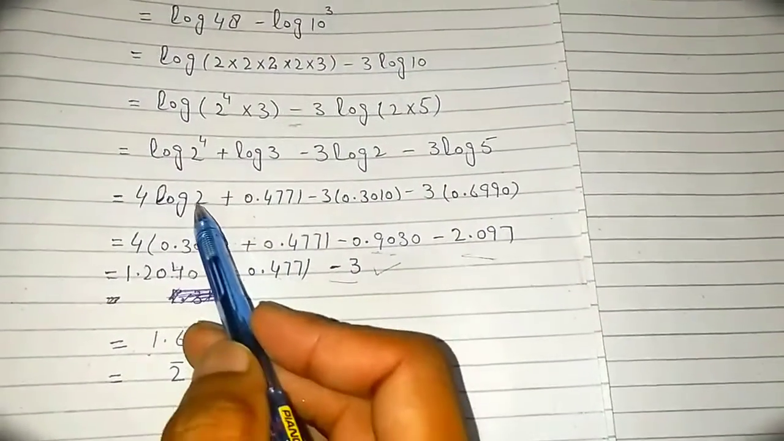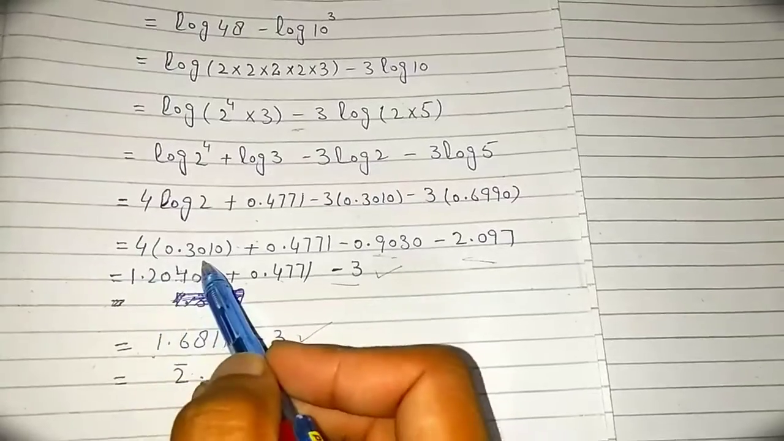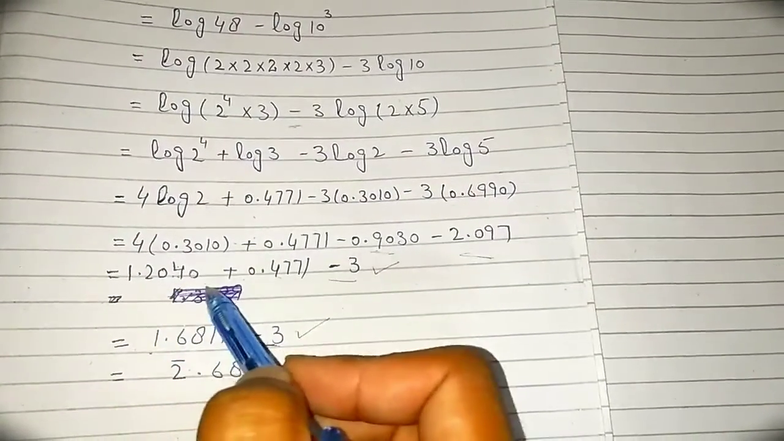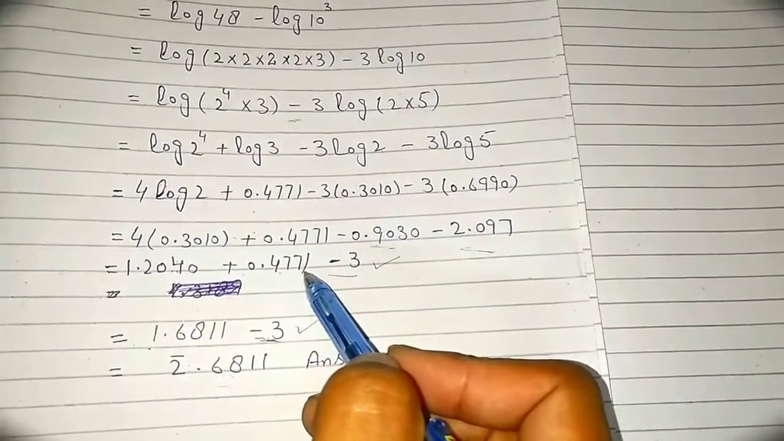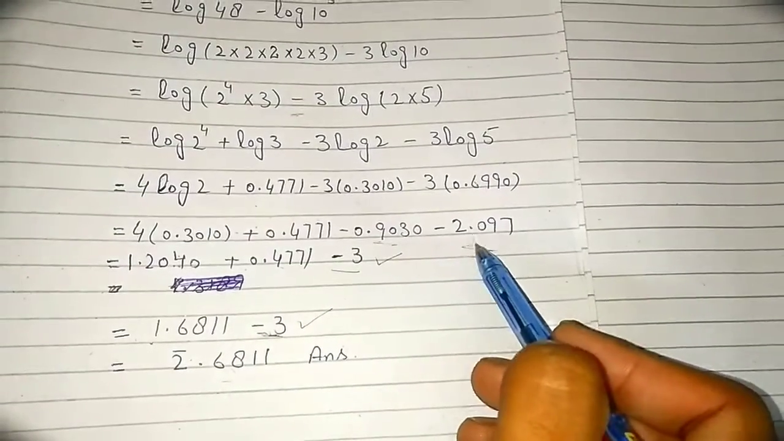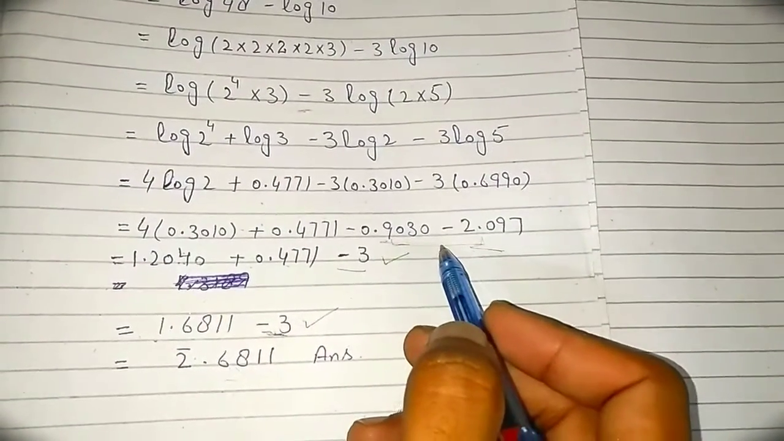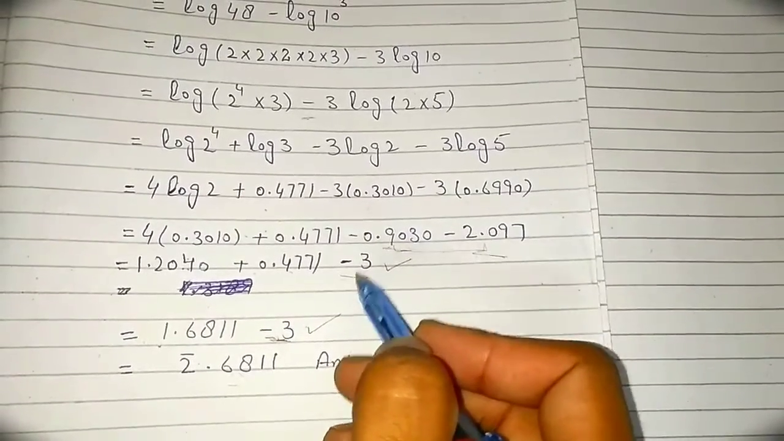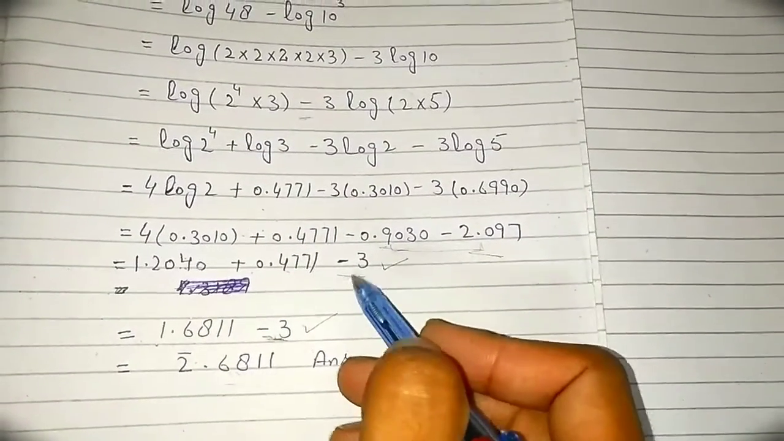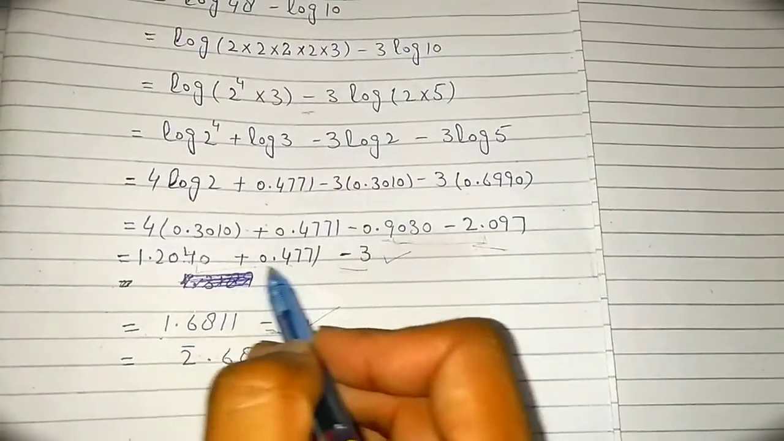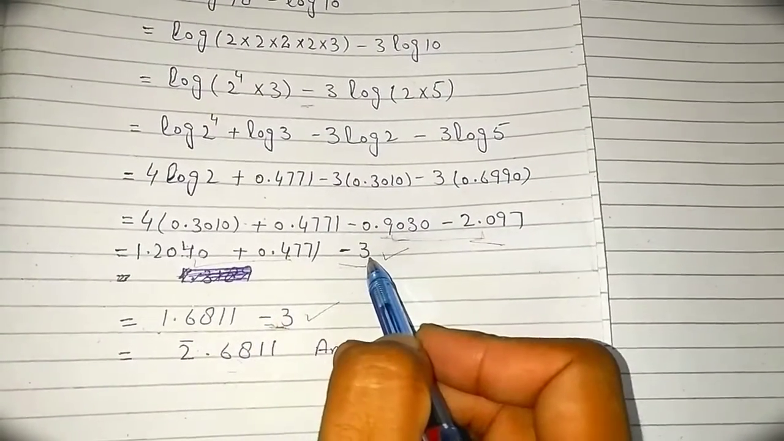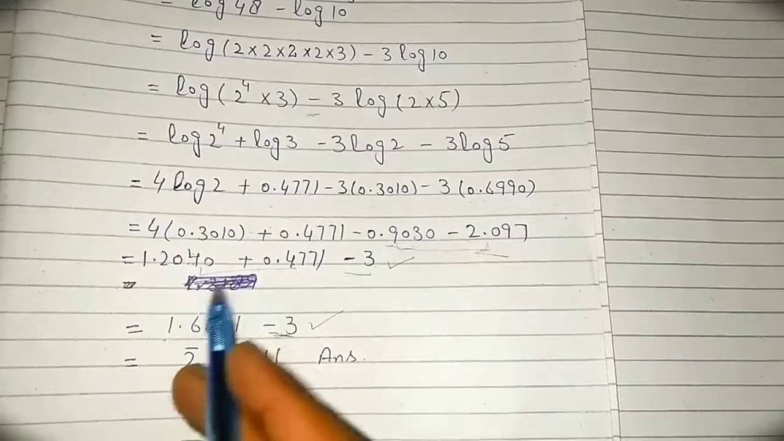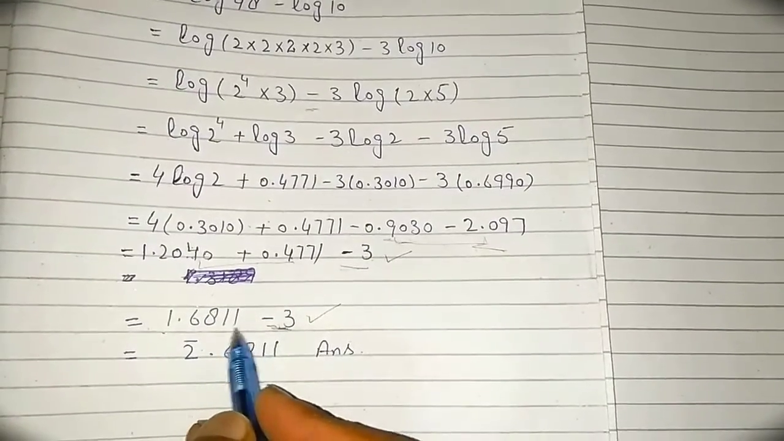Next, put the value of log 2, multiply it by 4. You will get 1.2040 plus 0.4771. By adding these two values, as both have negative signs, they will be added and the sign will remain the same. So it is equal to minus 3. Now add these two values and then subtract 3. By adding these values, we will get 1.6811 minus 3.